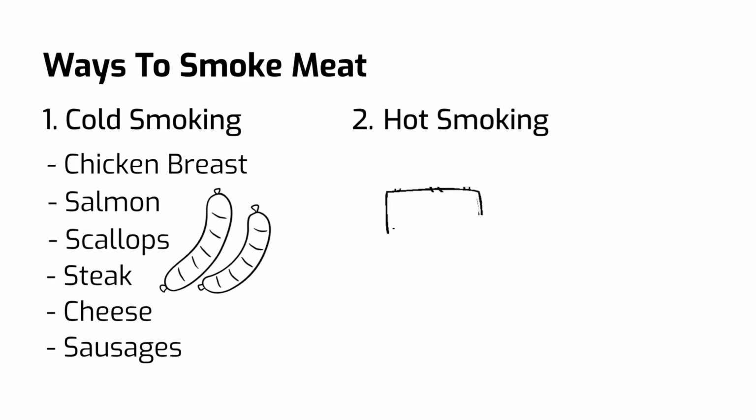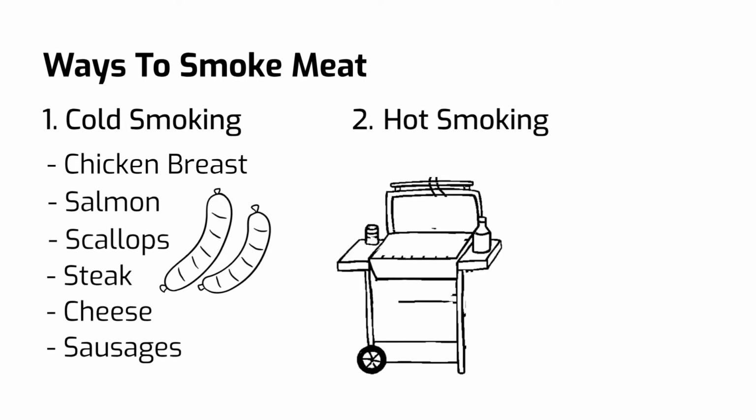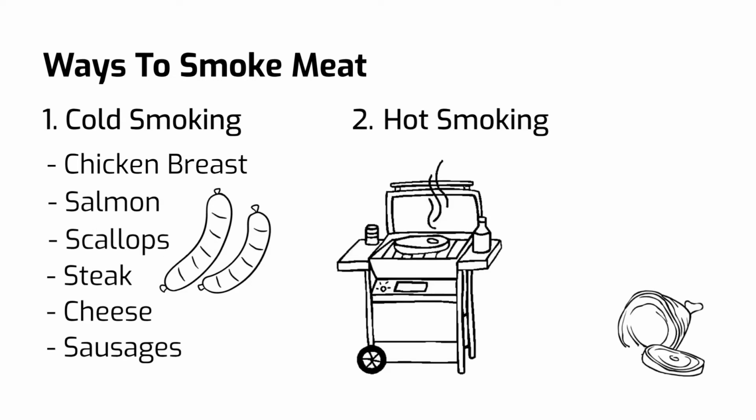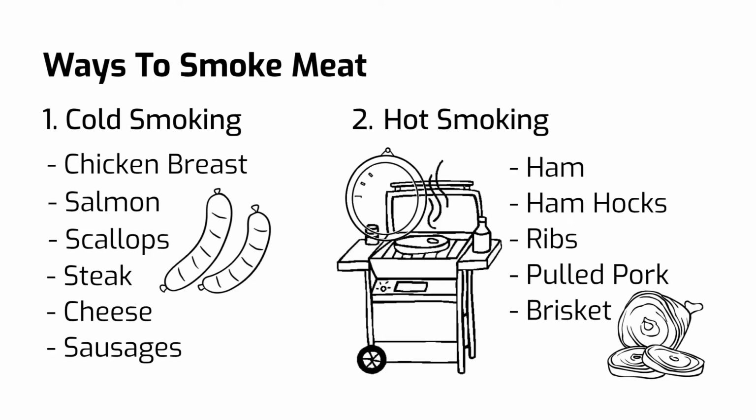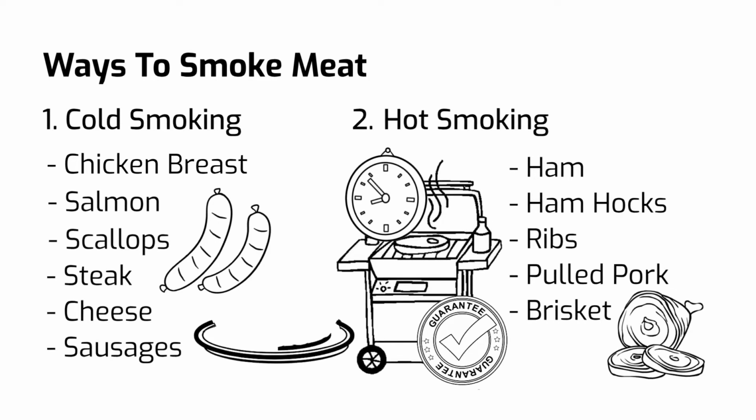Hot smoking is done when you want to fully cook the food you are smoking as well as infuse that incredible smoky flavor onto it. This is great for large cuts of meat like ham hocks, ribs, pulled pork, and brisket. Typically, hot smoked meats are reheated or cooked further later, but they are safe to eat right away if they have been fully cooked through. Hot smoking will give the meat more moisture and help lock in the natural flavors of the meat.